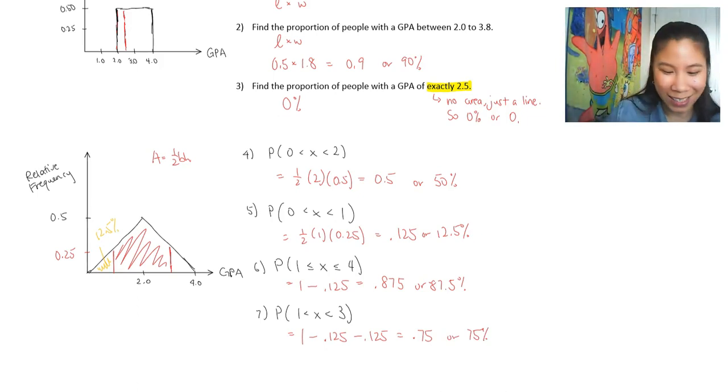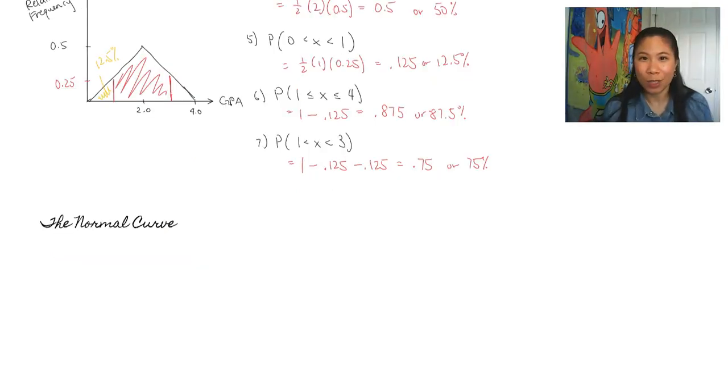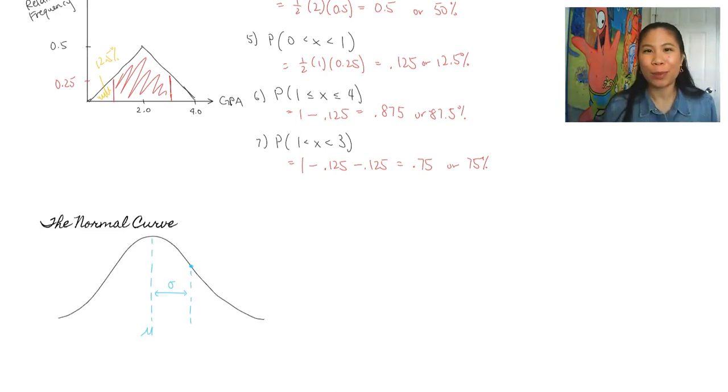3. Done. Alright, next I want to talk about a very specific density curve, and this is one that we will use for the rest of the year, like in every single chapter that we do from now on. So this is called the normal curve. You might have seen this curve before. It's basically the bell-shaped curve. So in this bell-shaped curve, we have a curve that's symmetric on both sides.